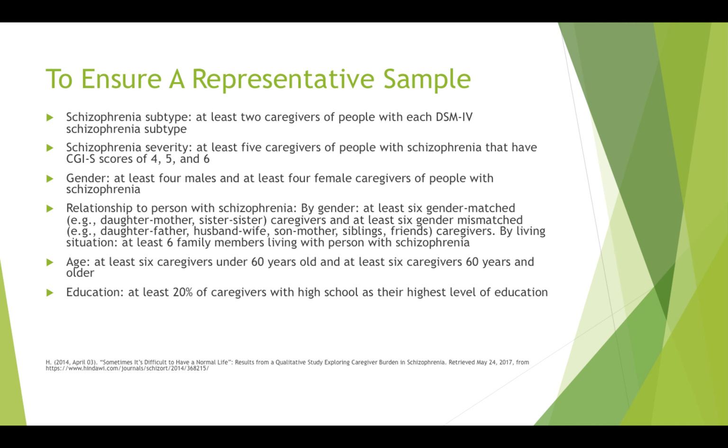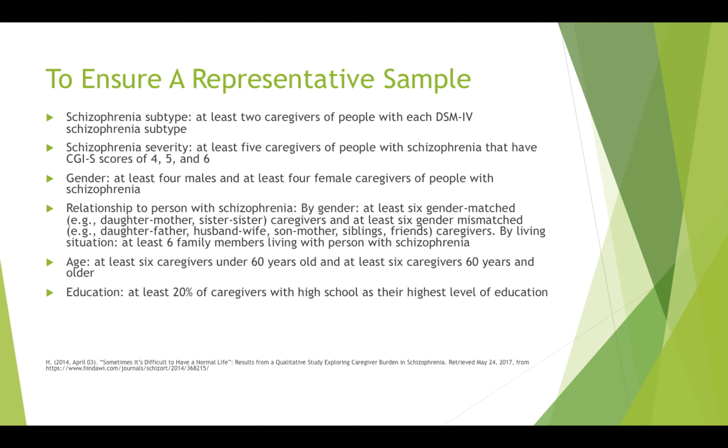In order to ensure they had a representative sample, the criteria were extensive. At least 2 caregivers would be of people with each DSM-4 characterized schizophrenia subtype. At least 5 caregivers would be of people experiencing schizophrenia with severity scores of 4, 5, and 6. There would be at least 4 male and 4 female caregivers to those people suffering from schizophrenia. There were at least 6 gender-matched caregivers, as well as 6 mismatched caregivers.